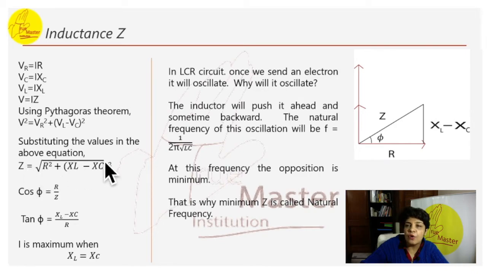The value of cos phi will be equal to R by Z. Tan phi will be XL minus XC by R. And when will I be maximum? When XL is equal to XC.